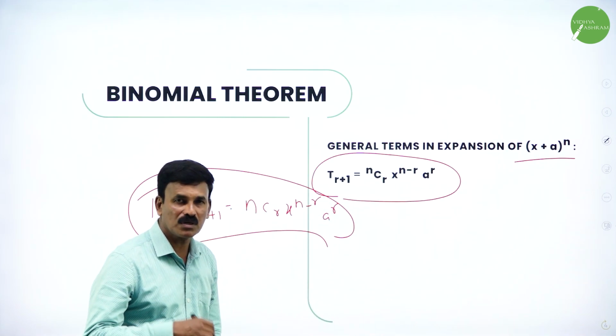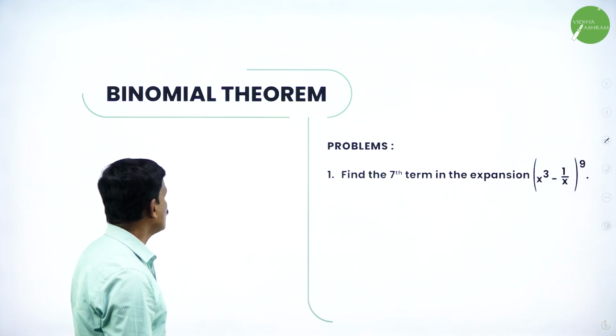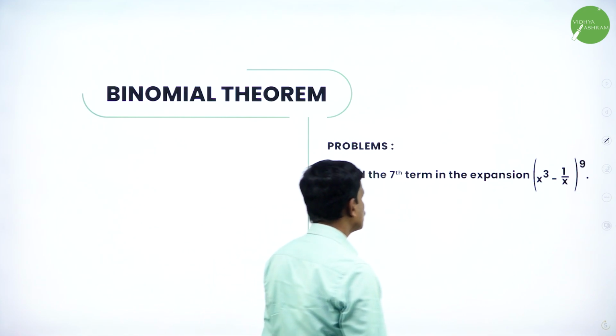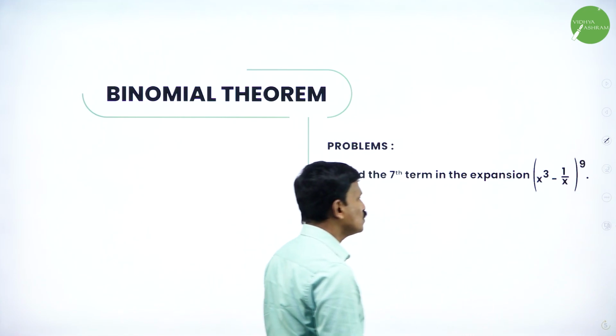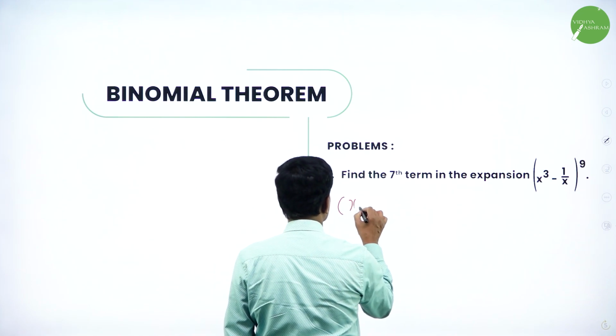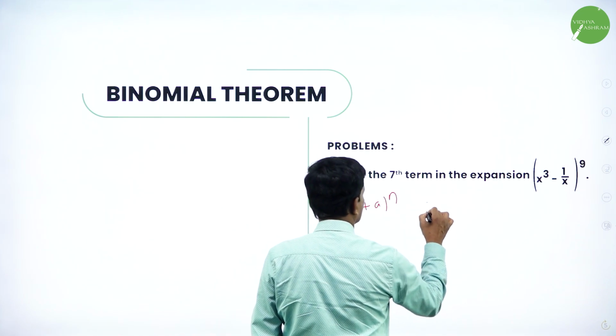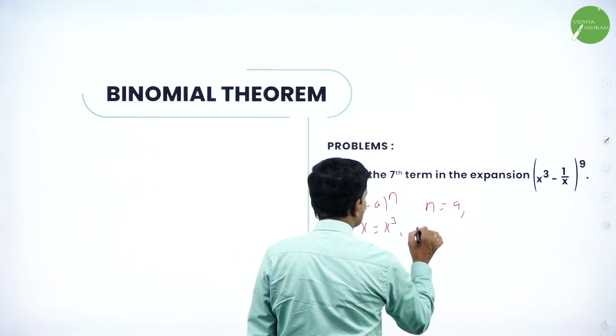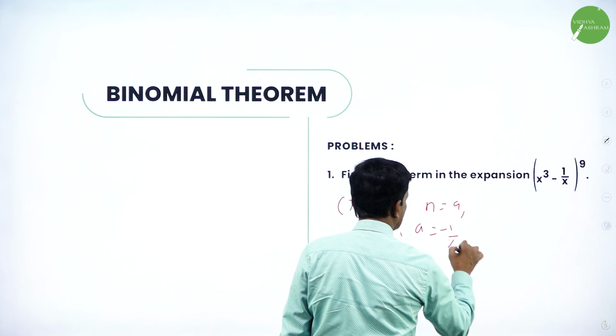Now based on this formula, let us take a problem. First, find the 7th term in the expansion of (x^3 - 1/x)^9. If you compare this with (x + a)^n, n is equal to 9, x is equal to x^3, and a is equal to -1/x.